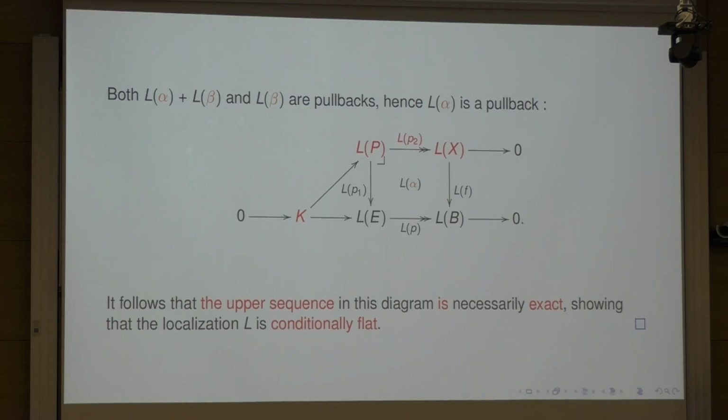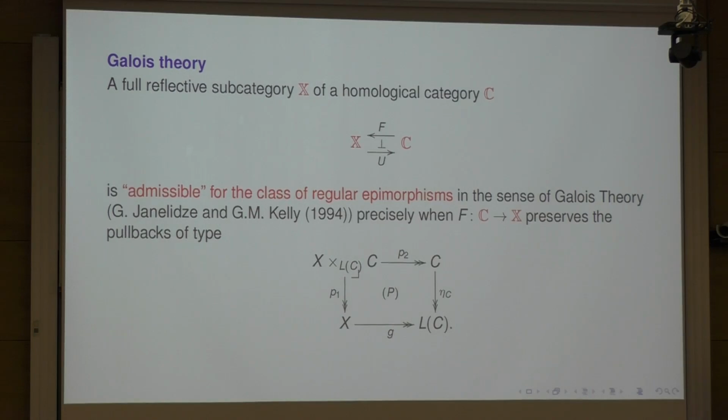One would wonder, why is this important? It is important because it is related to Galois theory. And actually it is well known that a full reflective subcategory X of a homological category C is admissible for the class of regular epis in the sense of Galois theory, Janelidze and Kelly, precisely when the left adjoint F preserves the pullbacks of type P. So this conditionally flat condition is actually what guarantees the existence of a classification theorem for extensions related to an admissible Galois structure.